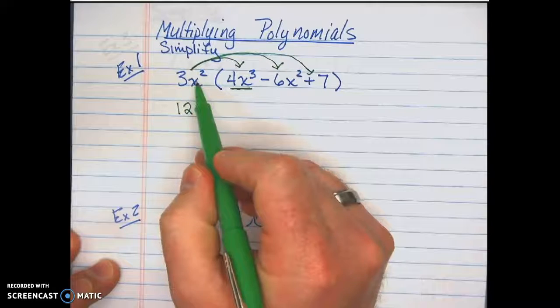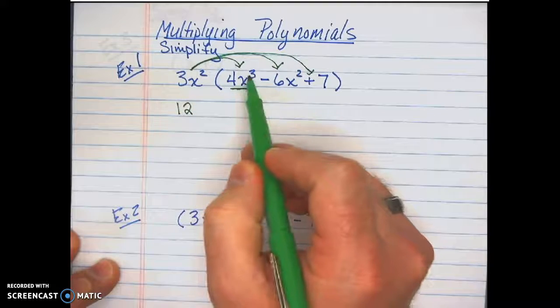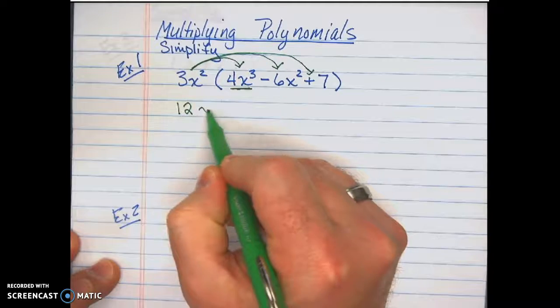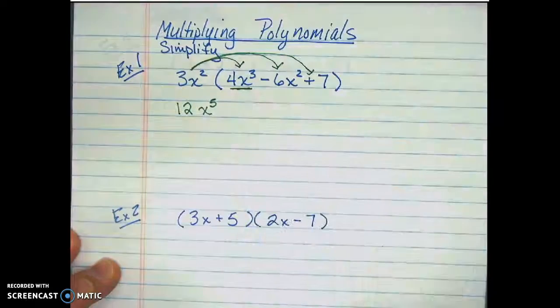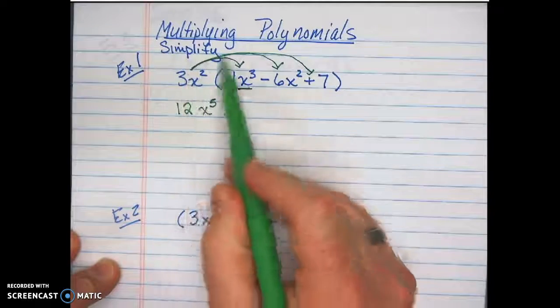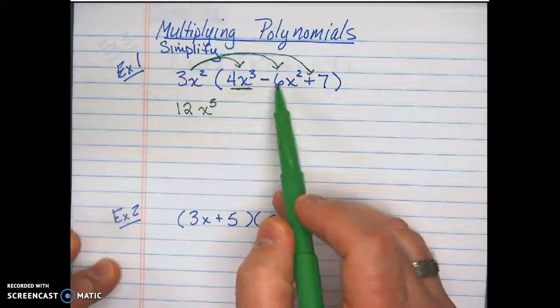And then we're going to multiply x squared times x to the third. Since we're multiplying, we're just going to add exponents. So now we have x to the fifth. Now we've taken care of that first term. Now we're going to move on and multiply our second term in the trinomial.